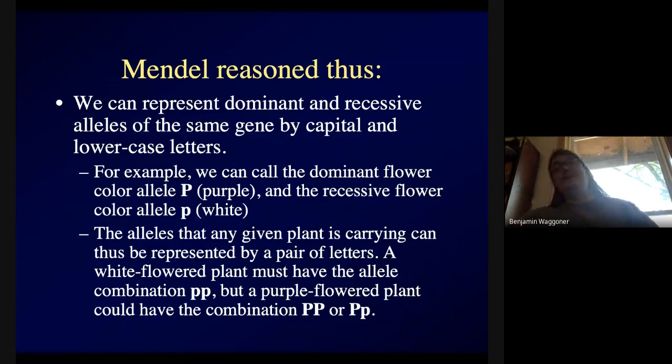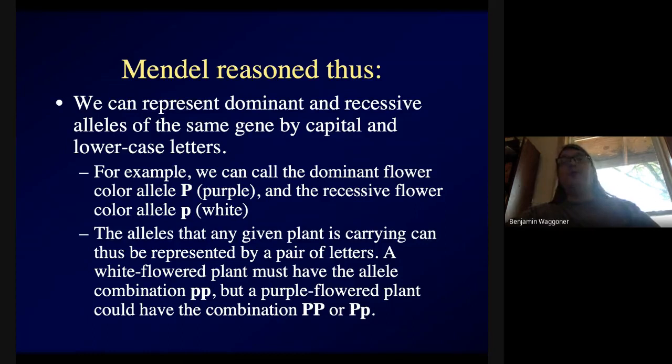Don't worry about that. Well, we have a gene for flower color, and we can represent the dominant purple allele with a capital letter and the recessive white allele with a lowercase of the same letter. I'll use big P and little p, but you'd get the same answer if you used big Q and little q, whatever. It's all good. So you can represent the alleles that any given plant is carrying by a pair of letters. A white flower plant has to have 2 copies of the recessive allele. And we can represent that with 2 lowercase letters, little p, little p.